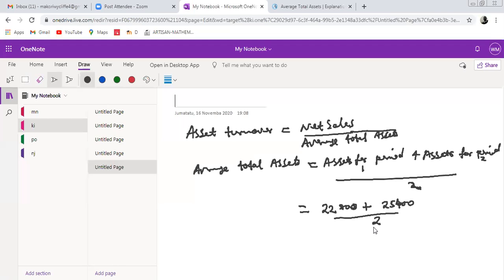So you can be able to get as simple as that. Then another ratio that you can be asked in this one is the accounts receivable turnover.